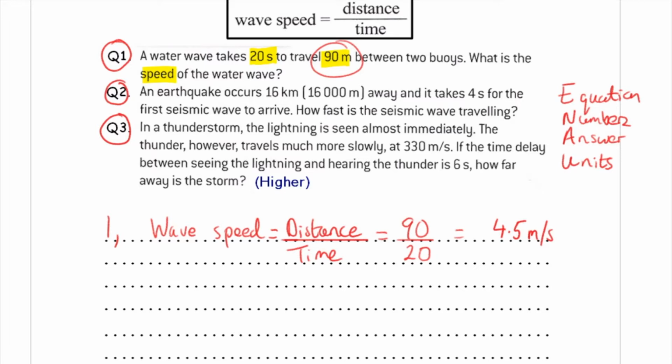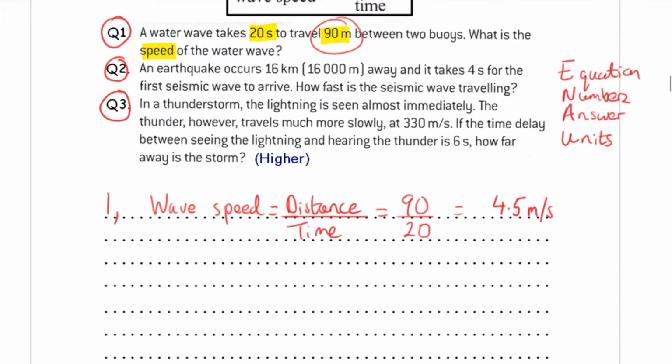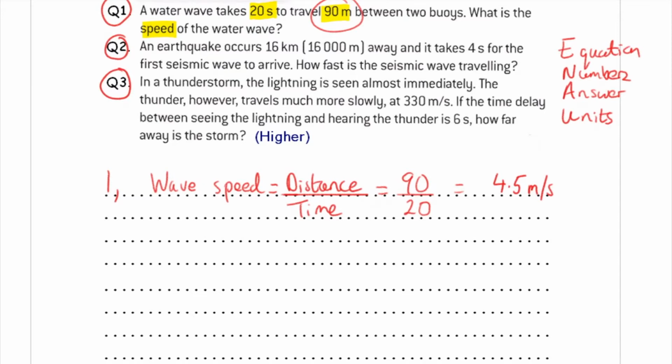So question 2 and 3 are self-assessment questions. So I'd like you to do 2 there and 3 underneath. When you've completed, press play again. Remember, question 3 is for higher. Foundation and higher do question 2, only higher do question 3. So pause the video now, press play when you've completed 2 and 3.